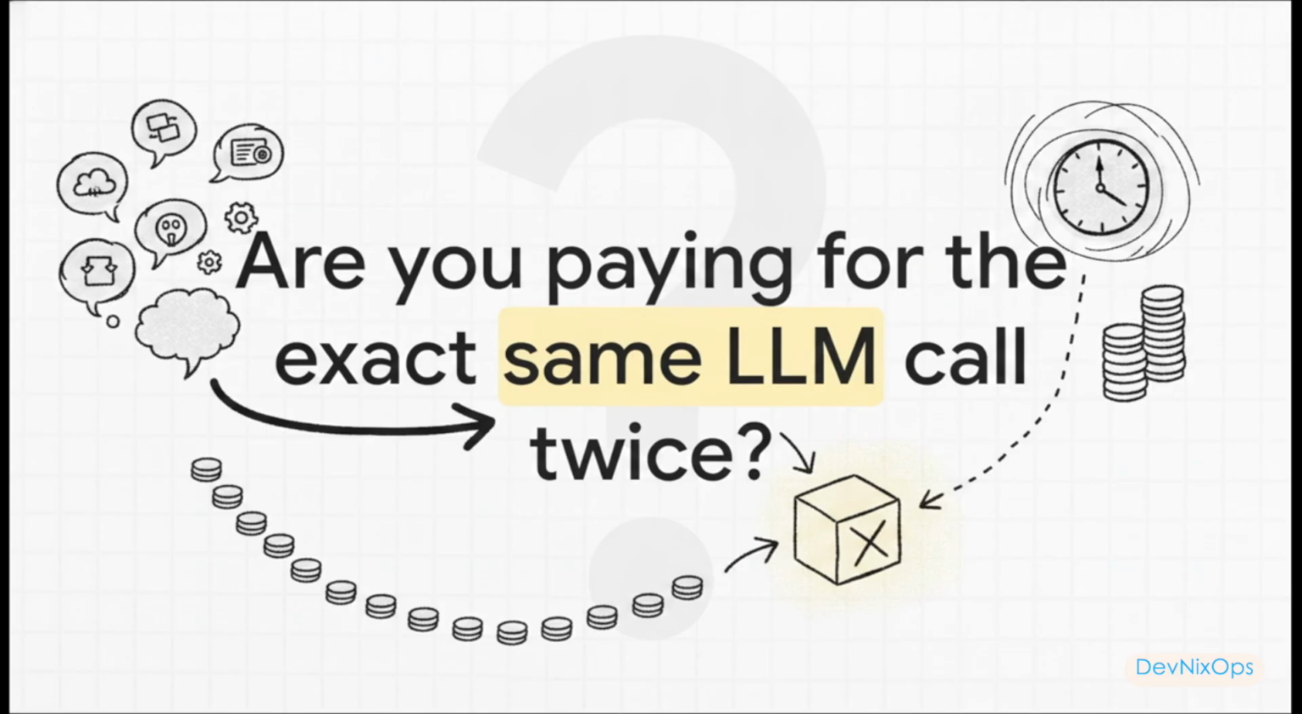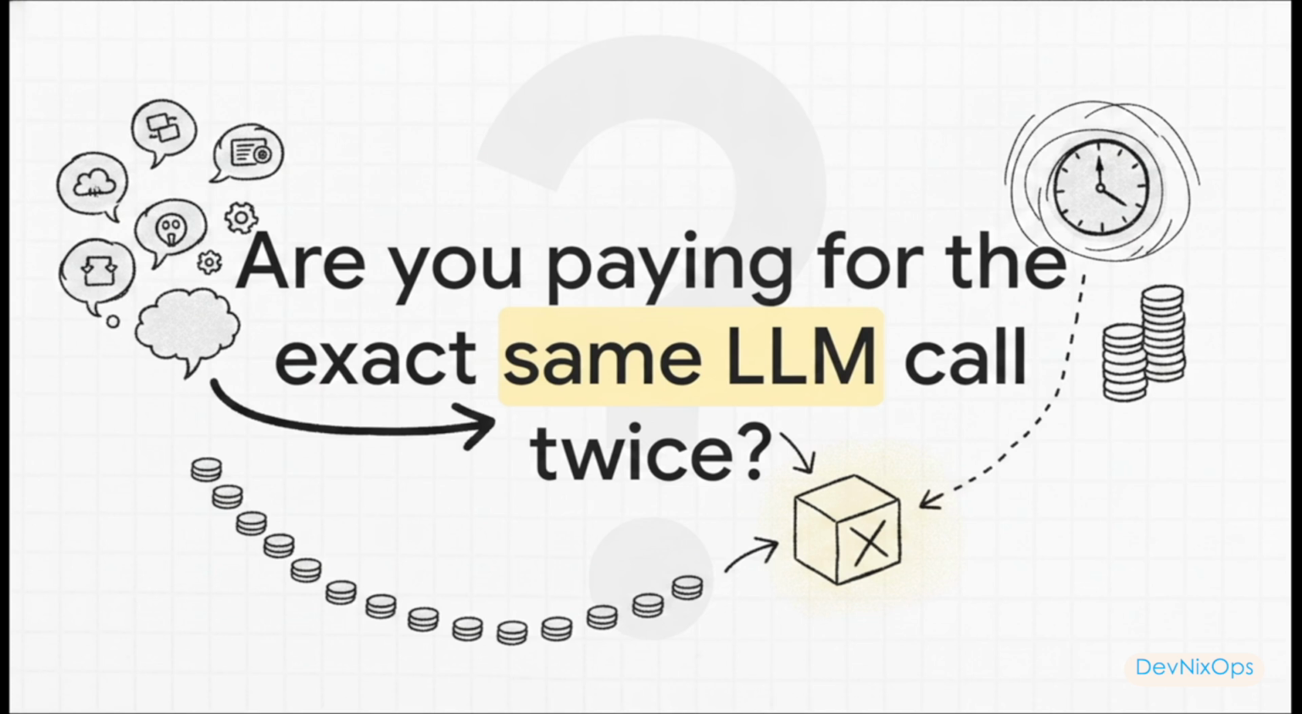When you deploy an AI app to the public, you quickly realize that users often ask the exact same questions, just worded slightly differently. Without a smart caching layer in place, your system treats every single one of those slightly varied questions as a brand new, highly complex computational task, and that leads to our core pain point.